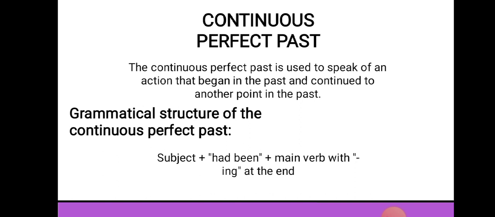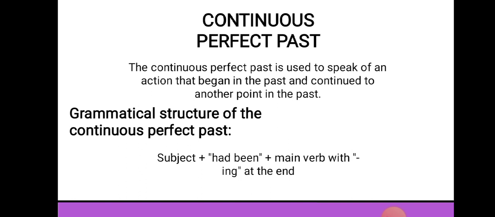Past perfect continuous. It is used to talk about an action that started in the past and continued until another time in the past. Grammatical structure of the past perfect continuous: subject, had been, main verb with ing.